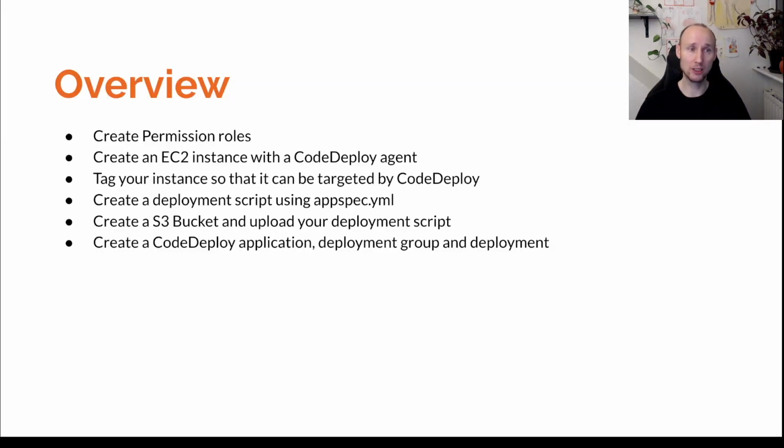So here is what we need to do. We need to create permission roles, one for the EC2 instance and one for CodeDeploy. We need to create an EC2 instance with the CodeDeploy agent. We need to tag your instance so it can be targeted by CodeDeploy. We need to create a deployment script using appspec.yaml. We need to create the S3 bucket and upload your deployment script there. We need to create a CodeDeploy application, deployment group, and deployment. So this, of course, can all be automated with CloudFormation, but I'm going to do that in a follow-up video. So let's get started with this.